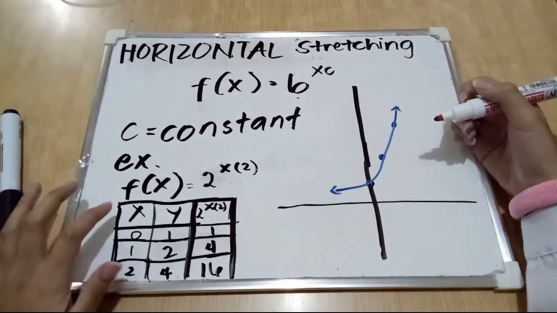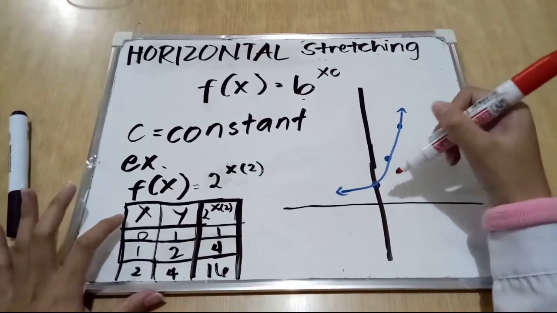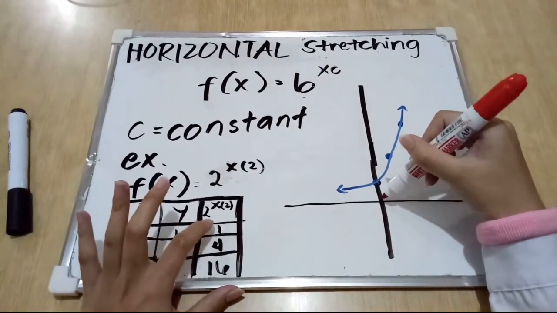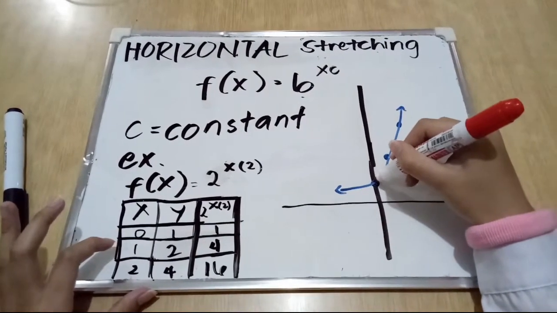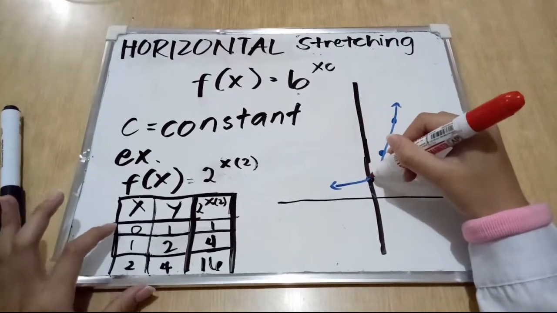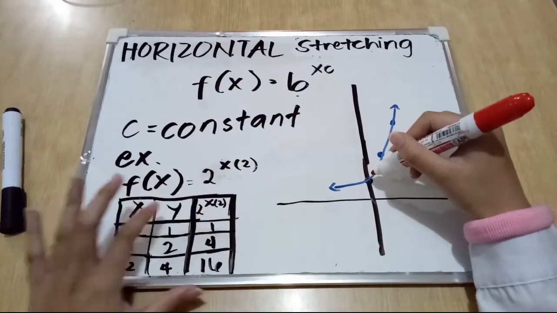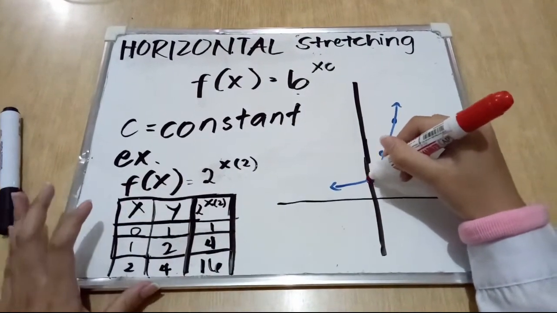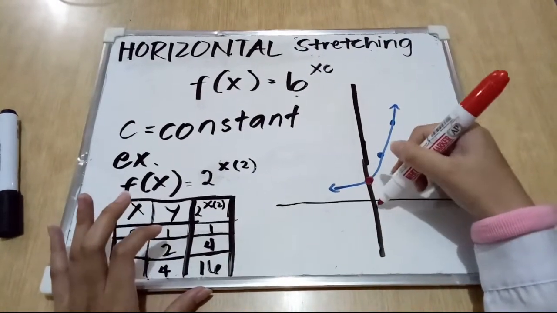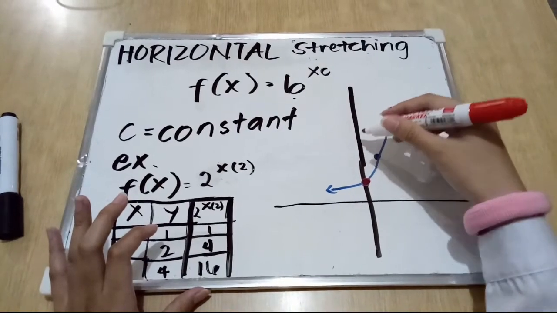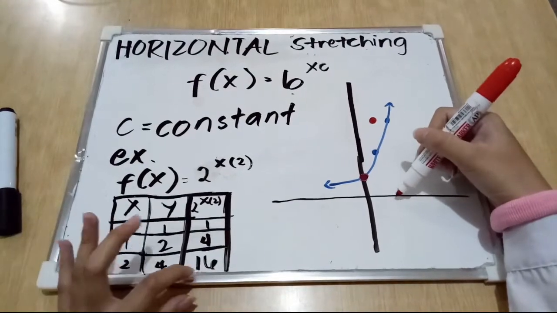And now let's plot the value of x and the value of 2 raised to x times 2. X is 0, value of 2 raised to x times 2 is 1. The value of x is 0, and the value of 2 raised to x times 2 is 1. Next, 1 and 4. And last, 2 and 16.